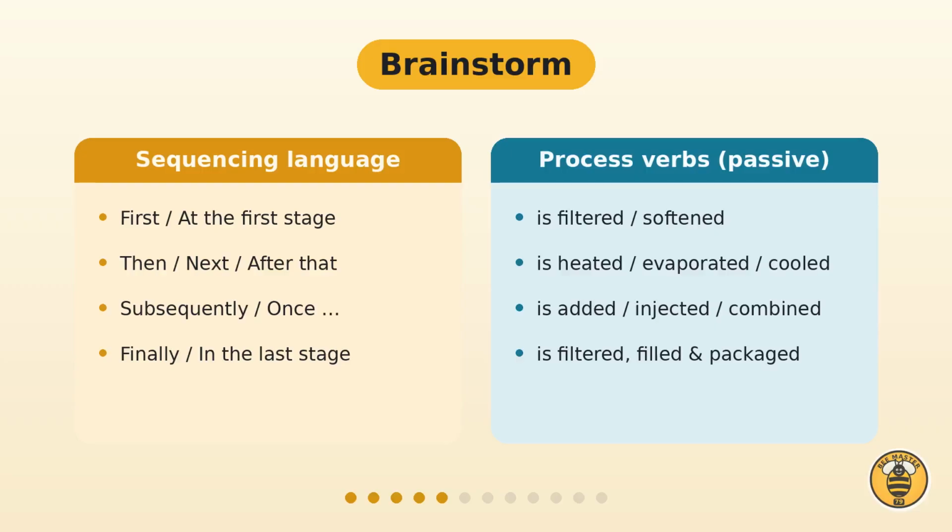Now let's brainstorm the language. On the left, sequencing markers: first, then, subsequently, and finally. On the right, process verbs in the passive: is filtered, is heated, is added, is packaged. Varying these lifts your score for lexical resource and cohesion.